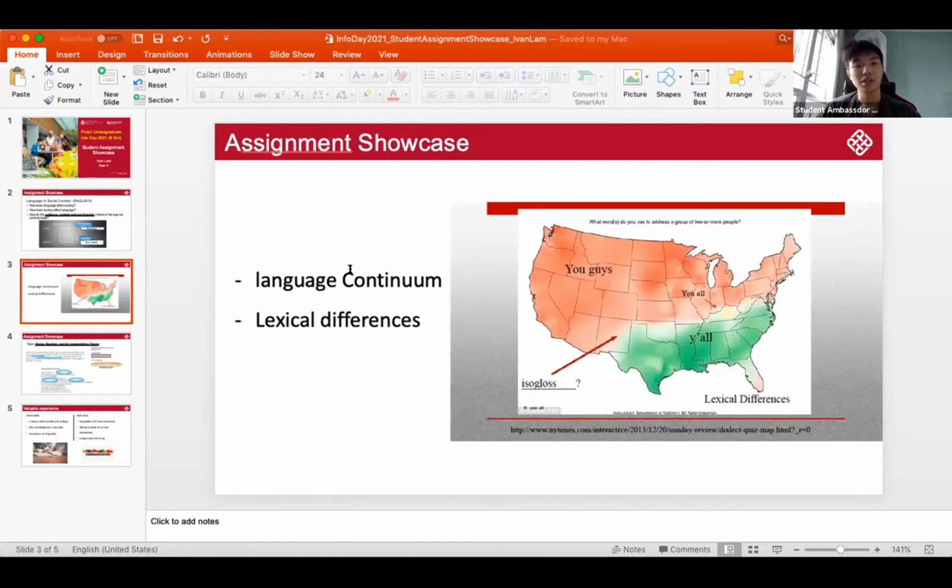Another interesting concept that I learned through this course is the language continuum. For example, this is the map of America. Different states would use different dialects to present the same meaning. For example, in the more southern parts of the U.S., they will say you all, but in the more northern parts of the U.S., they tend to say you guys. This is a regional dialect that you would see not only in the U.S. but also in almost every country in the world, including China.